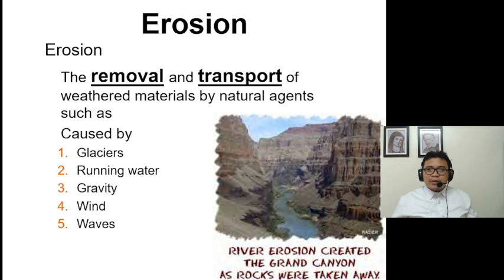So a while ago we discussed weathering. Weathering is different from erosion because weathering is the physical degradation or the chemical alteration. But when you say erosion, it entails movement. It's the removal and transport of weathered materials by natural agents such as glaciers, running water, gravity, wind, waves, or we can even include humans and animals, because of course we ourselves are agents of erosion. So let's discuss further about erosion.